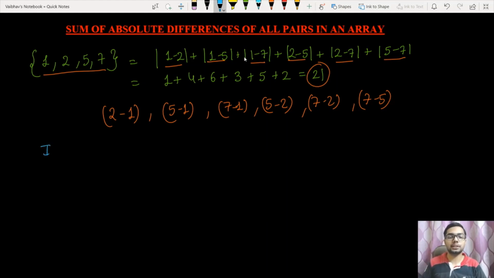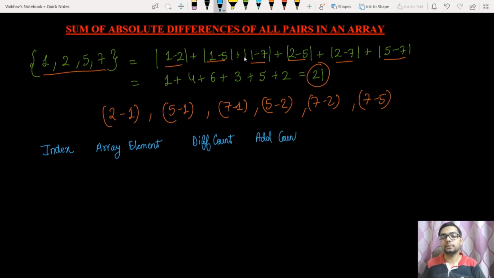Now I am going to construct a table in which I would include the index, the array element at that index, the number of times that element has been subtracted, and the number of times that element has been added while finding the absolute differences. So let me write the elements first. We have indices 0, 1, 2 and 3. Elements at these indices are 1, 2, 5 and 7.